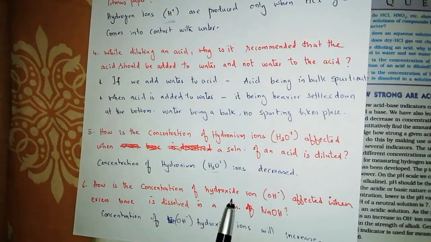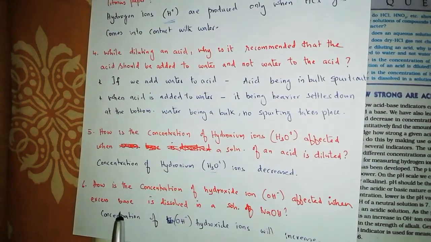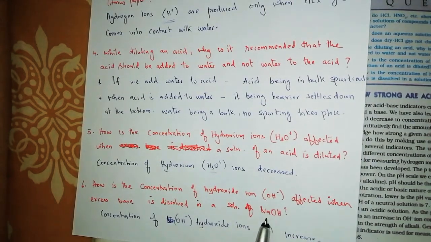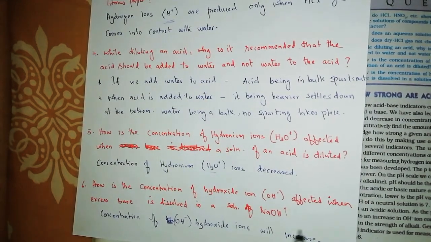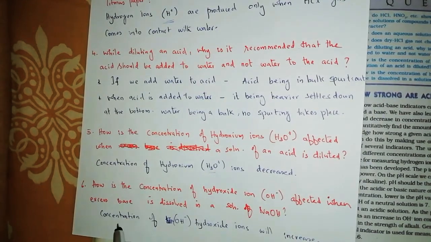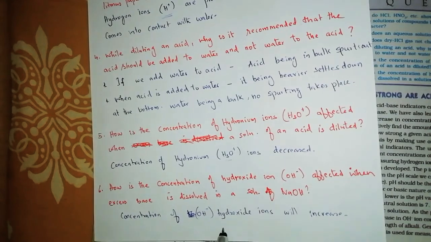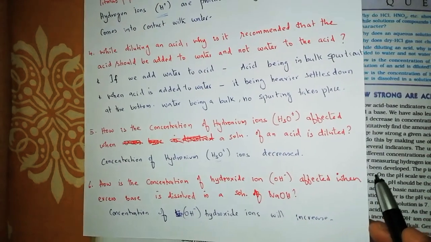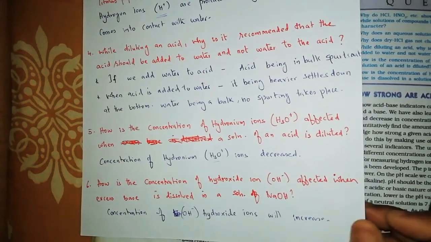How is the concentration of hydroxide ions affected when excess base is dissolved in a solution of sodium hydroxide? If you keep on adding base into a solution, normally what happens? The concentration of OH negative ions increases, and keeps on increasing. So that is what actually happens.